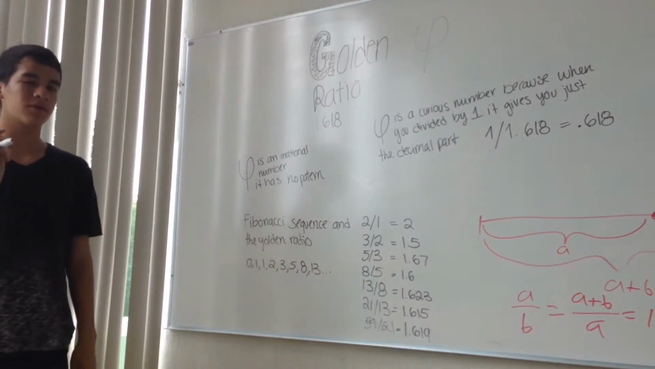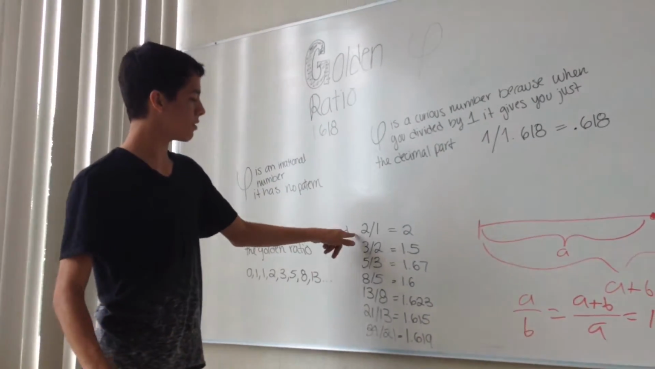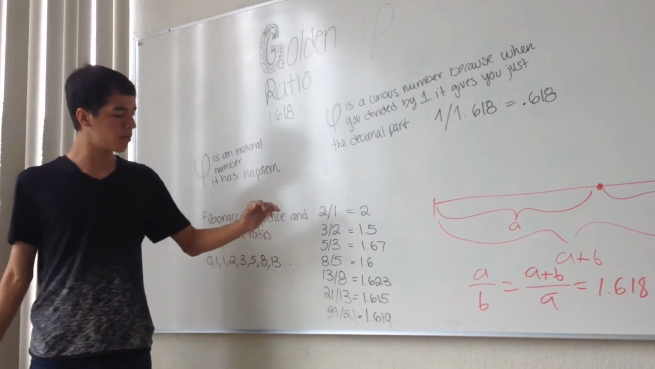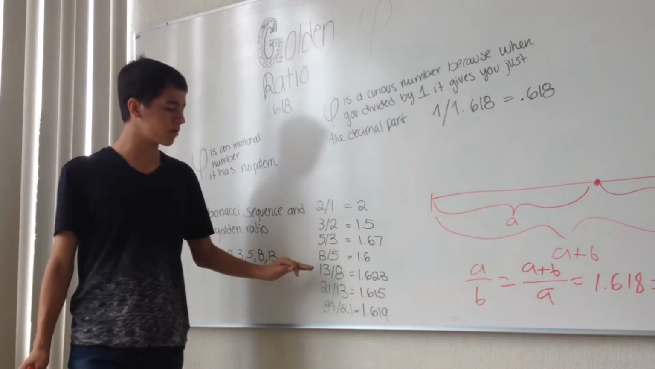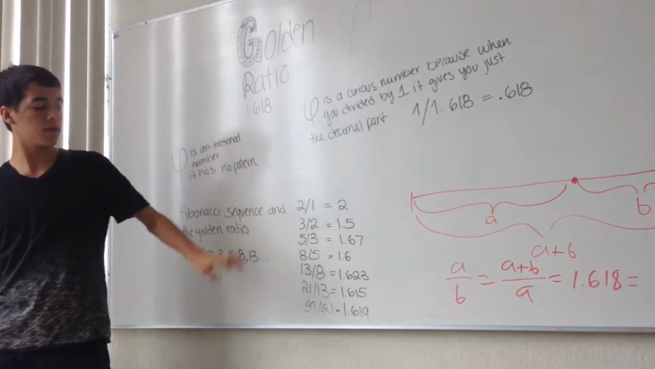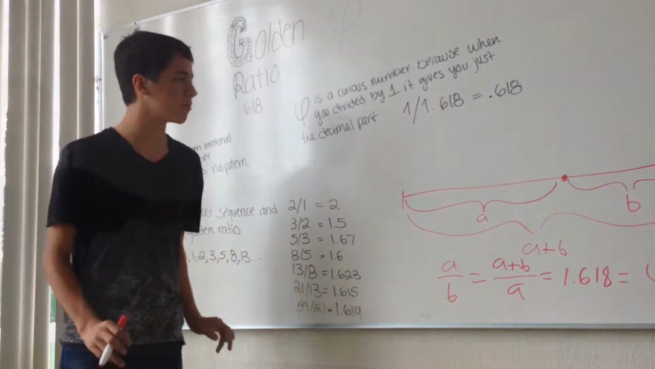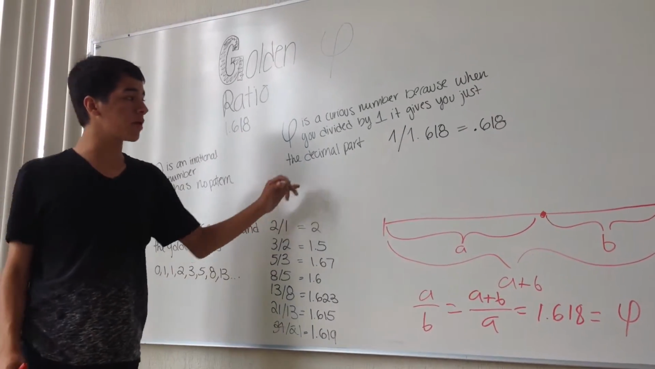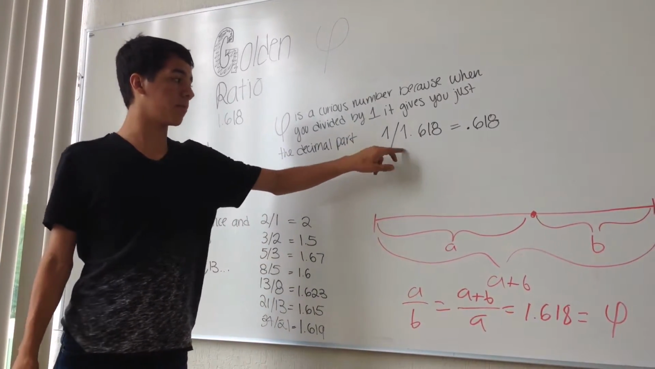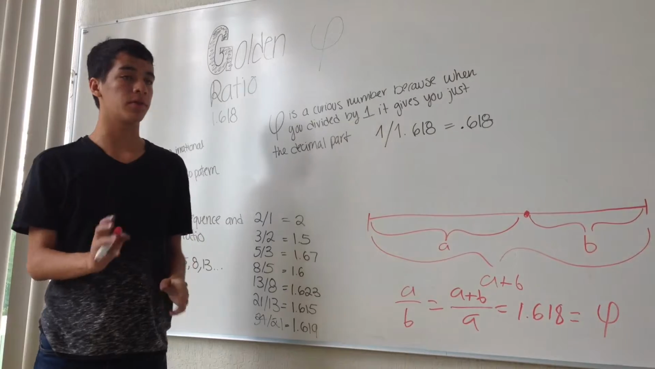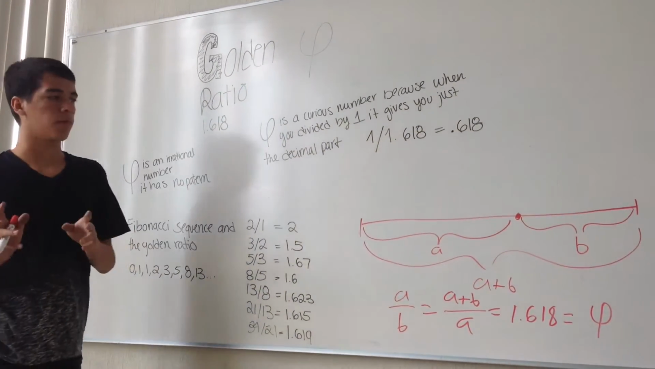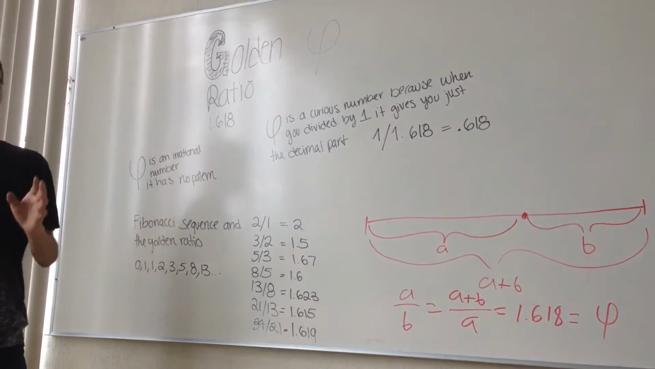The curious thing about this is that when you divide, it starts like 2 over 1, 2. But when you go on and on, it starts to be similar to the golden ratio number, which is 1.618. Here it's very close, but it's a curious number because when you divide 1 by 1.618, it will just give you the decimal, which is 0.618. It is the only number that can do that.